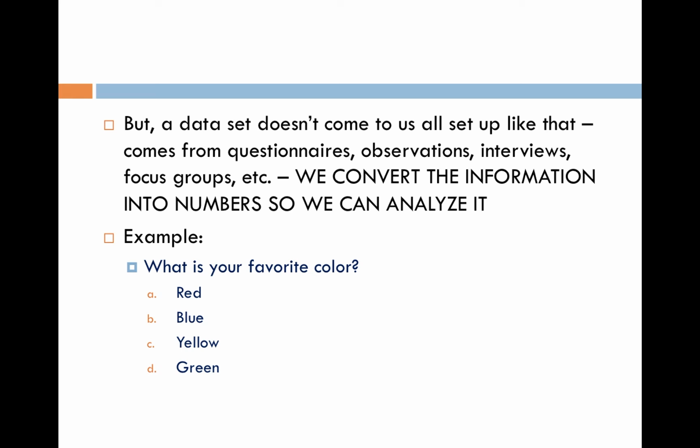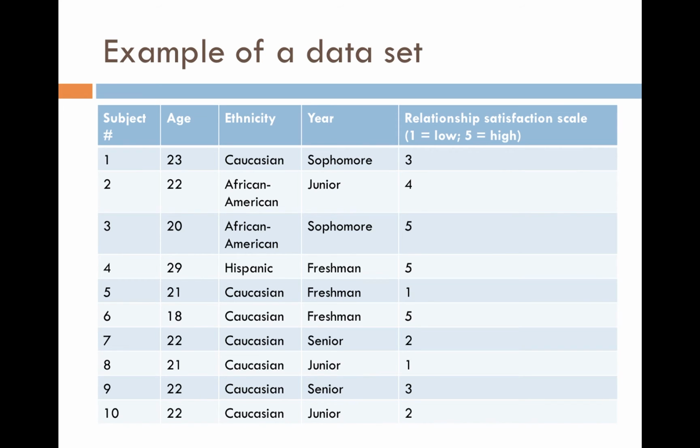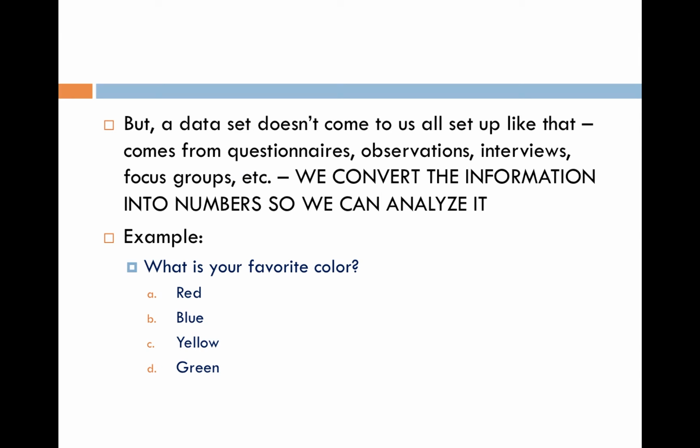Because data doesn't come to us in numeric form in all cases. I mean, with age, yes, we're getting a number. And with the Likert type scale for relationship satisfaction, we get a number. And that's entered into Excel, just as so. But for other types of variables, which we call categorical variables, you don't have a number. You have to assign one.